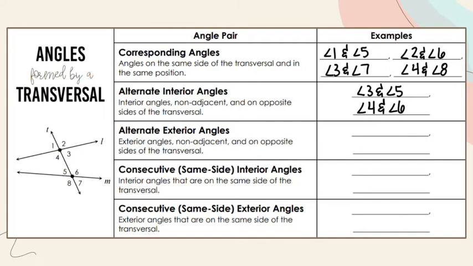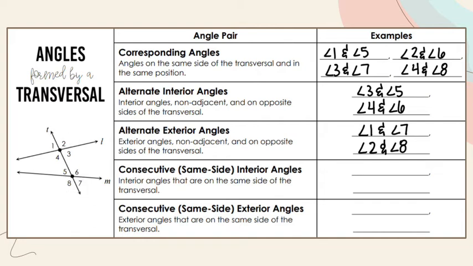Now for alternate exterior, if we're saying exterior, we only care about the ones on the outside of the 2 lines. And if we're saying alternate, then we are discussing ones on opposite sides of the transversal. So angle 1 and angle 7 would be alternate exterior angles. Angle 2 and angle 8 would also be alternate exterior angles.